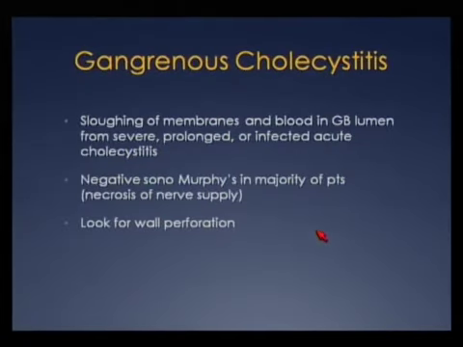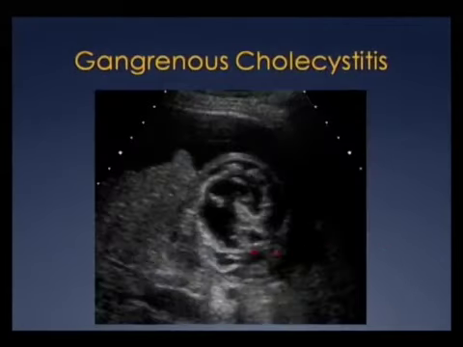Now, gangrenous cholecystitis is more rarely seen. It's due to the sloughing of the membranes and blood in the gallbladder lumen from severe, prolonged, or infected acute cholecystitis. Sonographic Murphy sign is usually negative because of necrosis of the nerve supply, and it's important to look for wall perforation in these patients. So here's an image of the gallbladder in a patient with ascites, and all of this is just basically necrotic, sloughed off membrane, some hemorrhage within the gallbladder lumen.